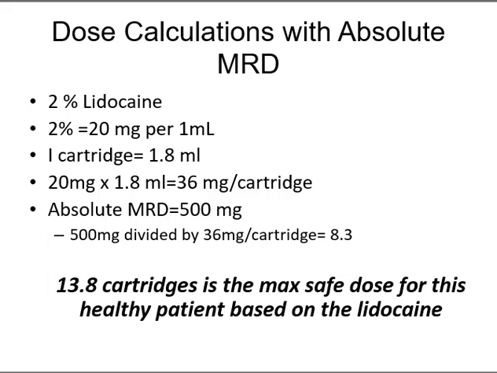Yay, so we know how much is per cartridge. So for the rest of the Camtasia, we're going to be concentrating on a 1.8 milliliter cartridge. So we have 2% lidocaine. That 2%, what does it mean? 20 milligrams per 1 milliliter. We have one cartridge of 1.8. So we have 36 milligrams of lidocaine per one cartridge.